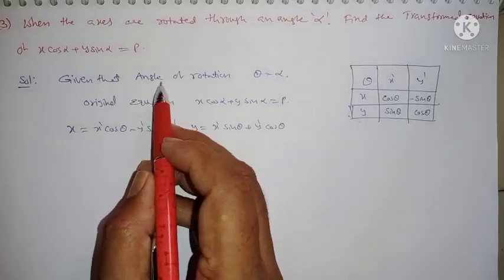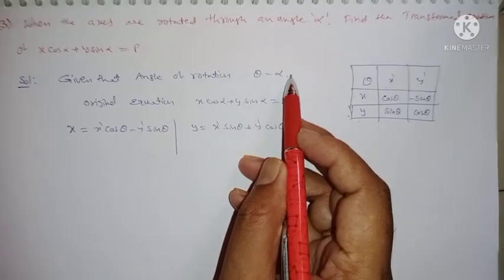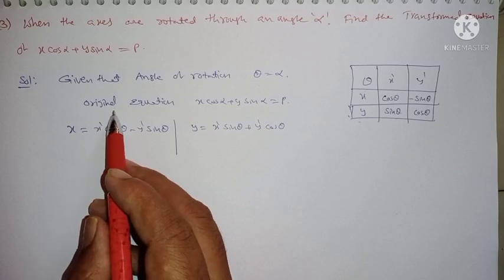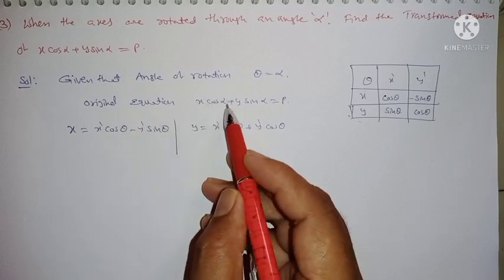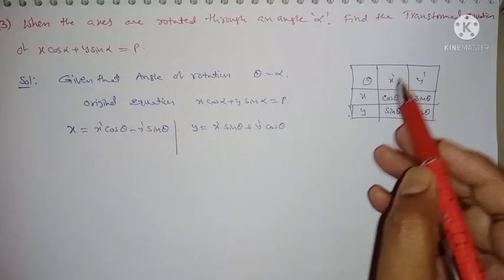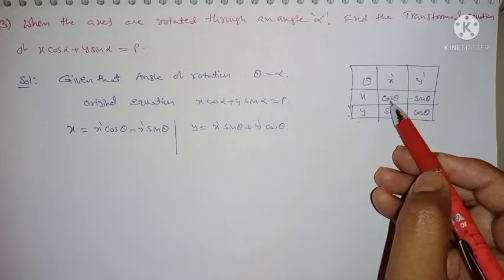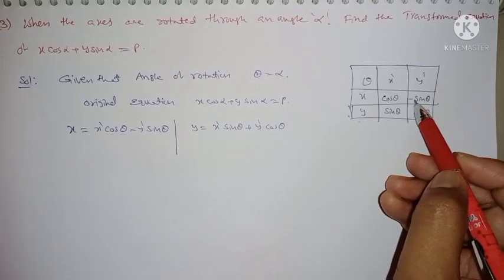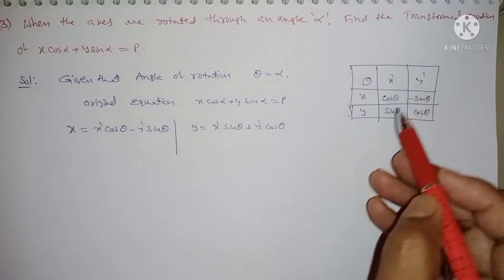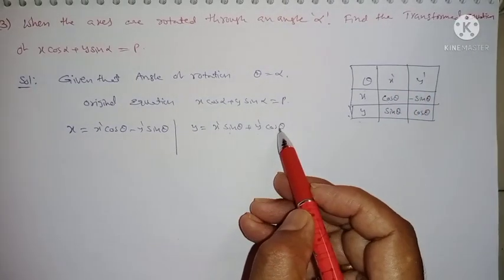Therefore, given that the angle of rotation theta is equal to alpha, and the original equation is x cos alpha plus y sin alpha is equal to p. Therefore, x is equal to x dash cos theta minus y dash sin theta, and y is equal to x dash sin theta plus y dash cos theta.